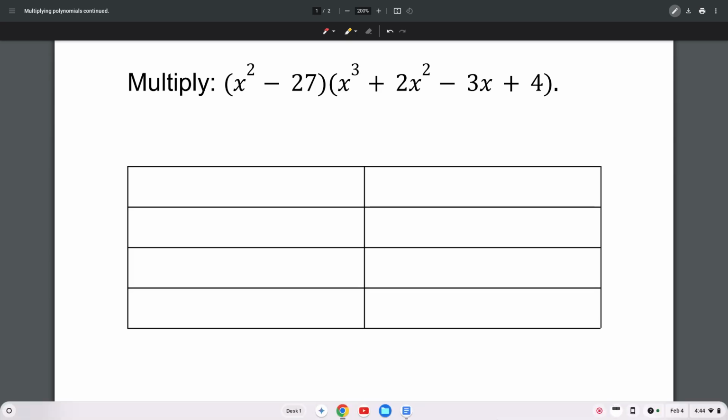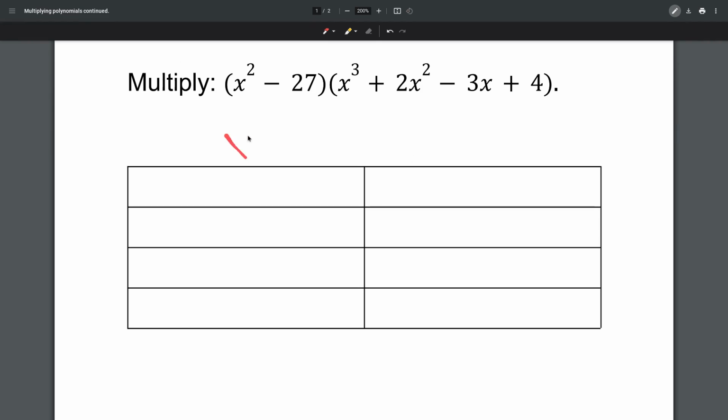In this case, we are going to be multiplying x squared minus 27 times x cubed plus 2x squared minus 3x plus 4. We have a binomial multiplied by a four-term polynomial, so I've drawn a 2 by 4 table to help us organize multiplying the terms.